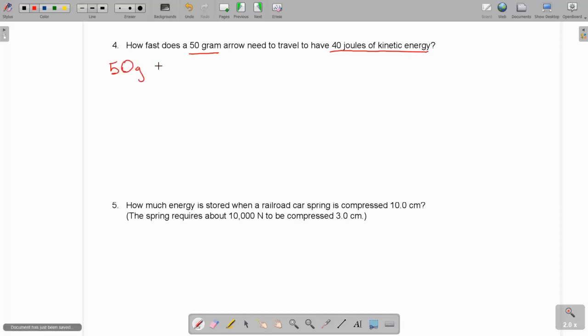So to do this, we're going to need to divide by 1,000. Okay, divide by 1,000. So we're going to move the decimal place over 3 times because there are 3 zeros in 1,000.